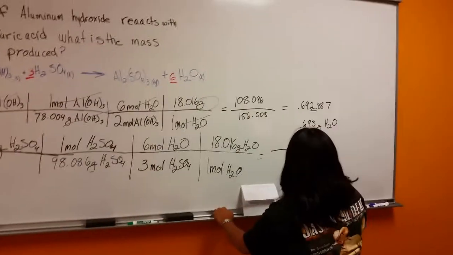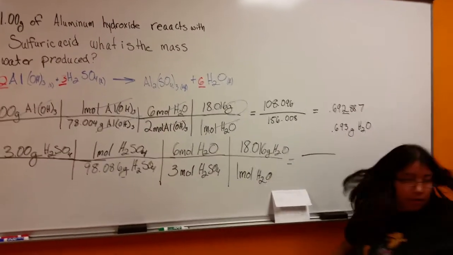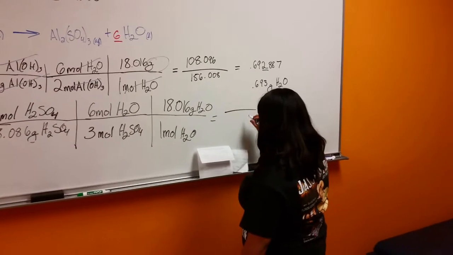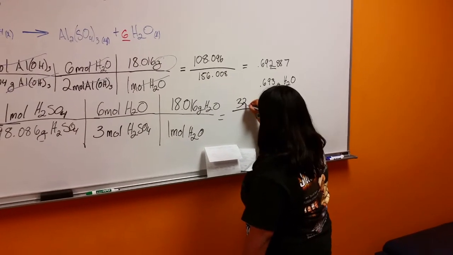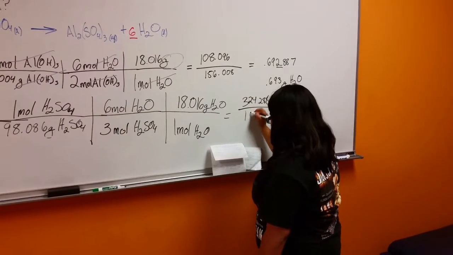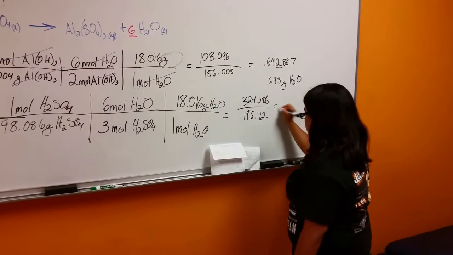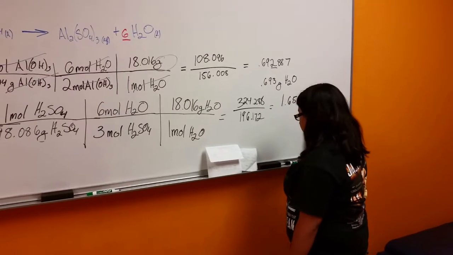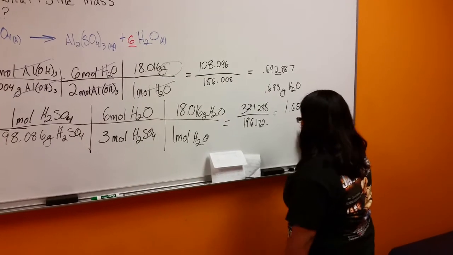left with, oh, that was on my other sheet. Almost. So we're going to be left with 324.288 divided by 196.172. Just like I said before, you don't have to do this. I just like writing out the long number just in case I mess up somewhere.